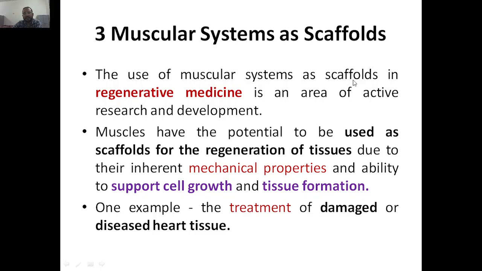Now, the use of muscular system as scaffolds in regenerative medicine. We said that this particular field is an active research area in research and development sectors. In what area? For what applications? The application here is regenerative medicine. So what do we mean by regenerative medicine?